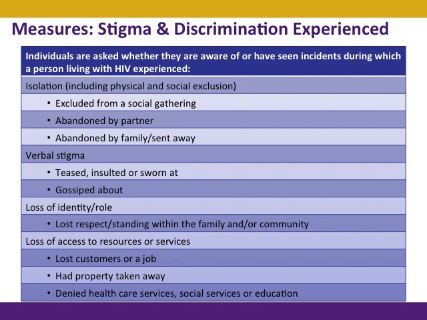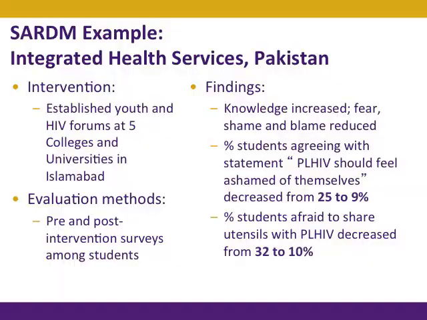So you'll see you ask people whether they are aware of or have seen incidents of these things happening. So there's a few things in the category of isolation. There are verbal stigma, loss of identity and role, and loss of access to resources or services. So these can actually be asked of people living with HIV directly. Have you experienced this in the past 12 months or something? Or you can ask people in the community, have you seen this happening, or are you aware of this type of behavior? So I just want to give you 2 quick examples so you can see how these measures have been used in the past.